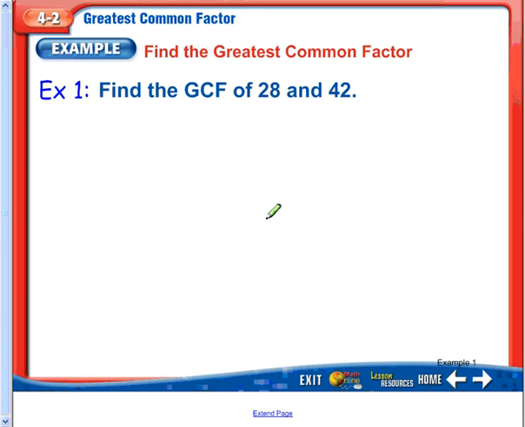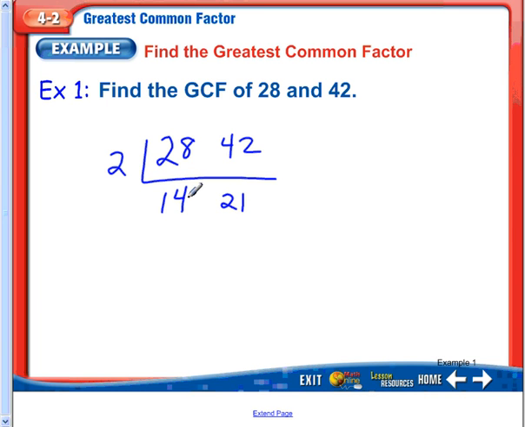To find the greatest common factor of 28 and 42, we can use the L method by writing the numbers 28 and 42 and drawing an upside down division sign. What we need to find is a factor that can go into both 28 and 42. Since both of these numbers are even, 2 can go into both of them. 2 goes into 28 14 times, and 2 goes into 42 21 times.